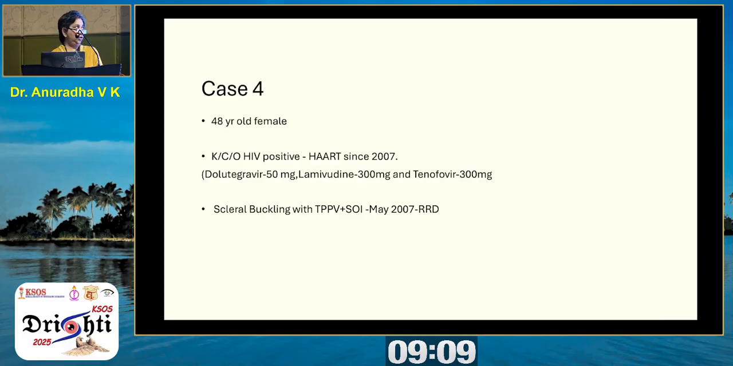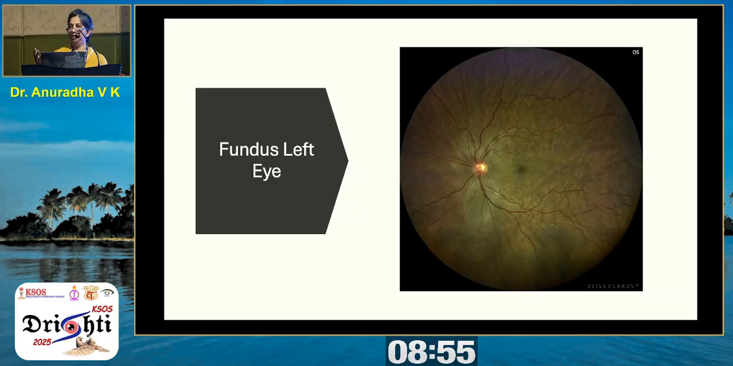Our fourth patient is a 48-year-old female on HAART since 2007. She has also undergone surgery for retinal detachment in the right eye in May 2007. So she was coming in for a routine follow-up. The right fundus is not visible because of a very thick PCO.